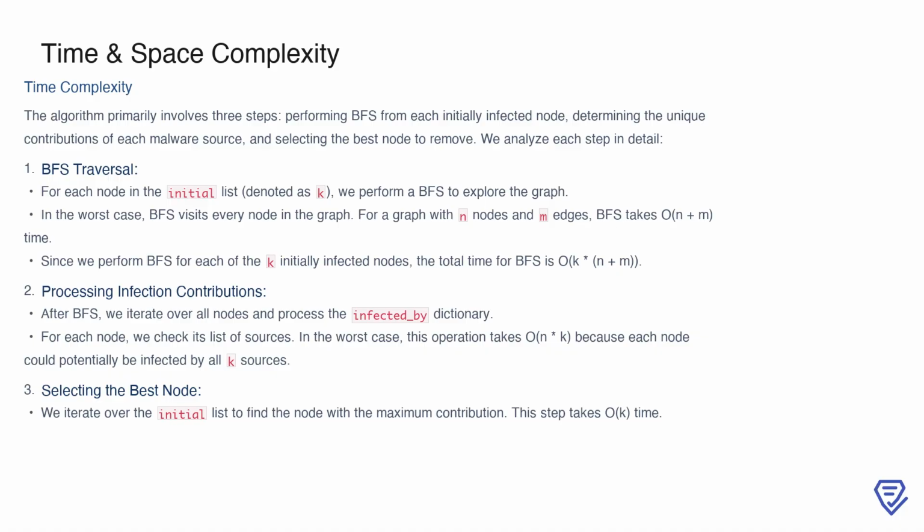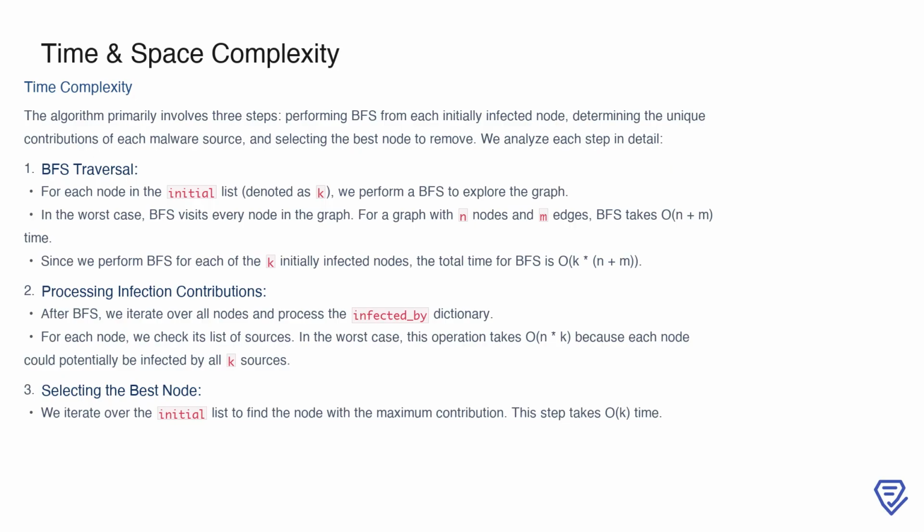In this algorithm, we can break down the time complexity into 3 main steps. First, we have the BFS traversal. Here, for each node in the initial list, which we denote as k, we perform a BFS to explore the graph. The BFS operation, in the worst case, visits every node and edge in the graph. For a graph with n nodes and m edges, this takes n plus m time. Since we repeat this process for all k initially infected nodes, the total cost for BFS becomes k * (n + m).